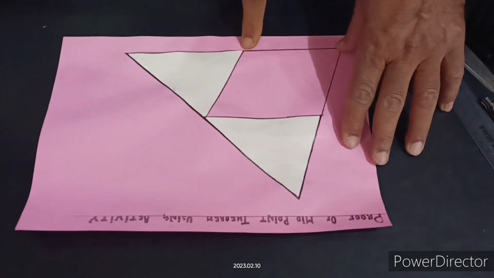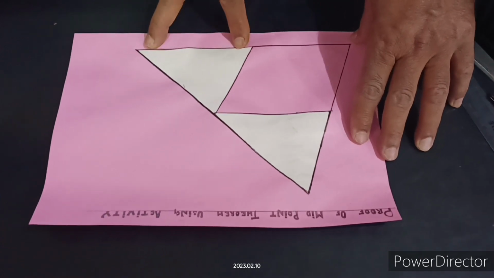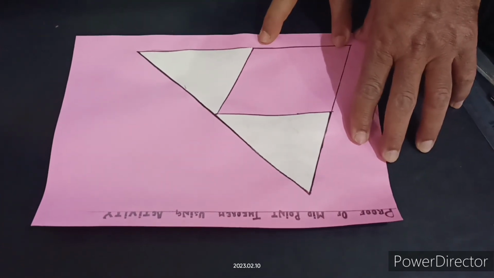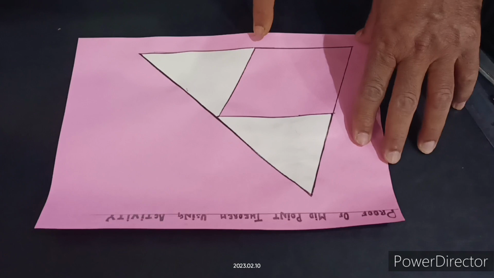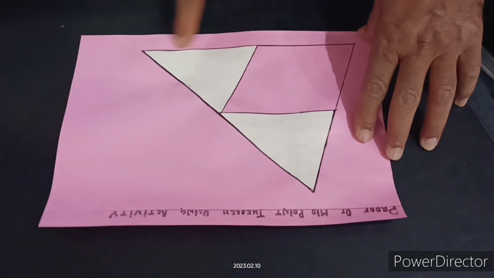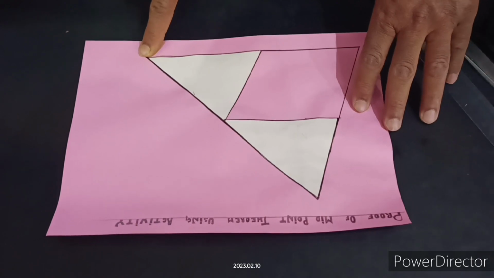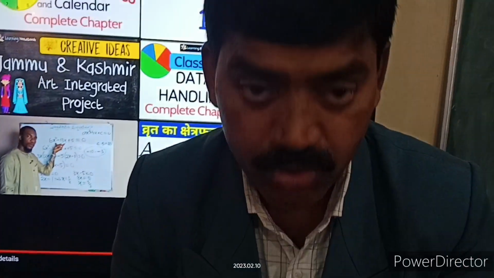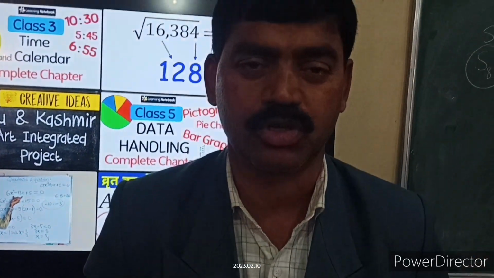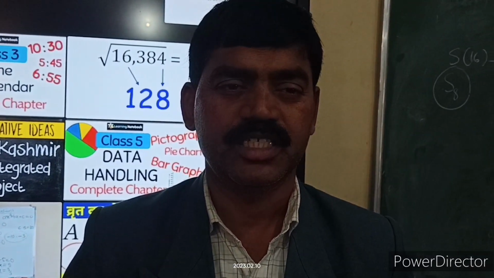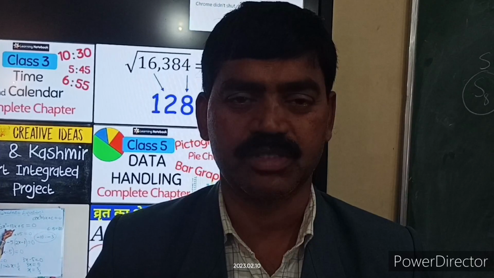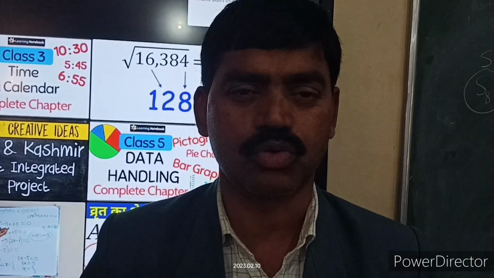And also, since it is the midpoint, therefore I can say this length is equal to this length. So I can say that this length is half of this length. So by activity, we prove the midpoint theorem that the line segment joining the midpoints of any two sides of a triangle is parallel to the third side and equal to half of it.